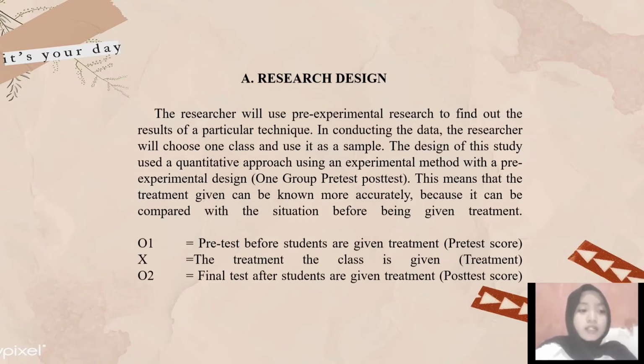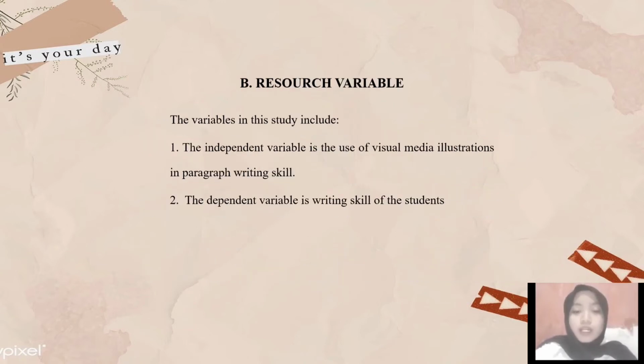Next is research variable. This research consists of two variables, namely the influencing variable, the independent variable, and the influenced variable, the dependent variable. The independent variable is the use of visual media illustration in paragraph writing skill, and the dependent variable is the writing skill of the students.